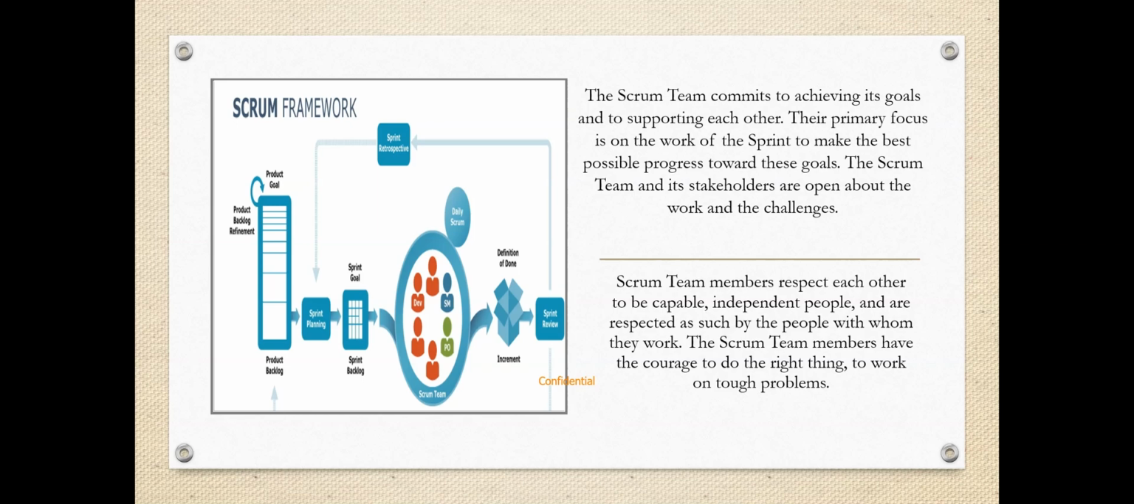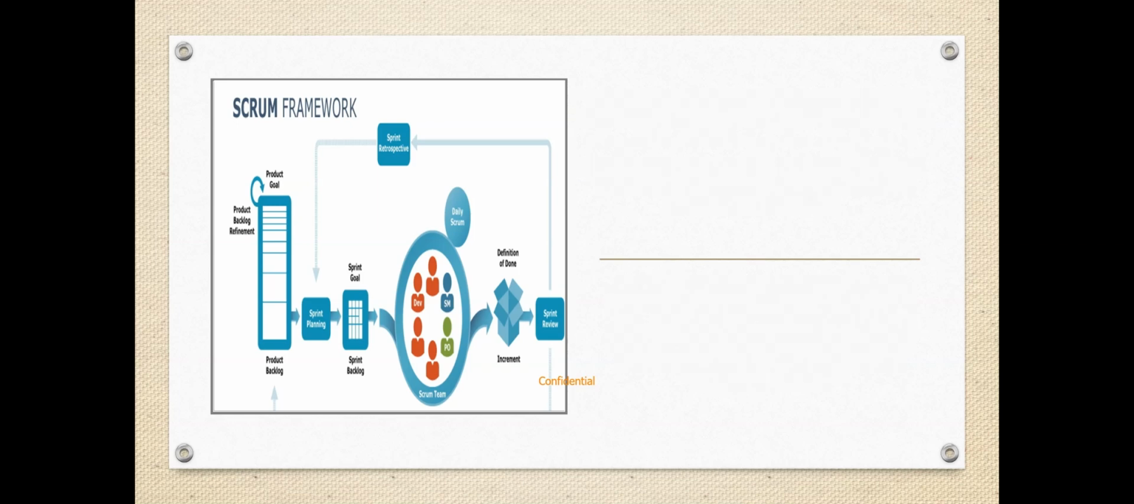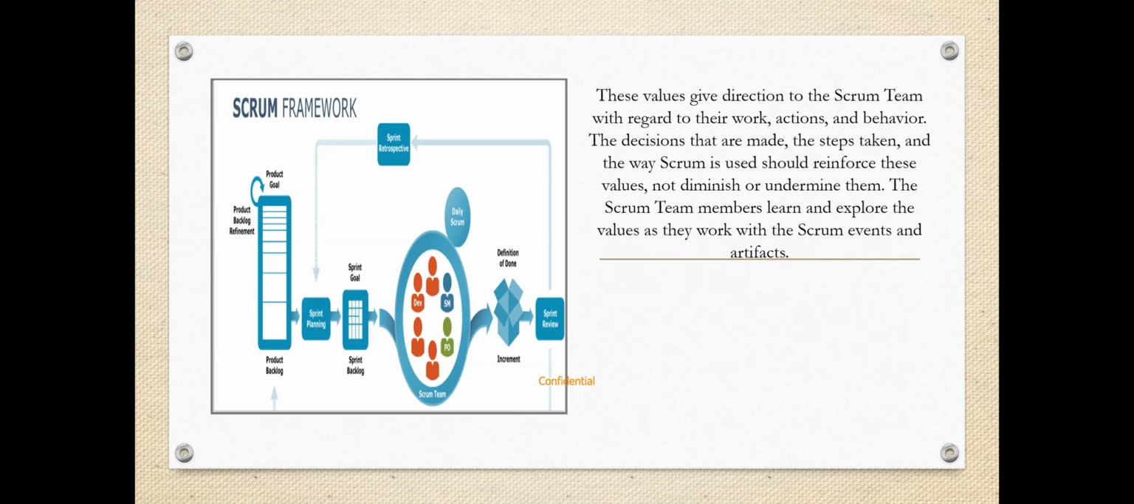Scrum team members respect each other to be capable, independent people and are respected as such by the people with whom they work. The Scrum team members have the courage to do the right thing, to work on tough problems. These values give direction to the Scrum team with regard to their work, actions, and behavior.